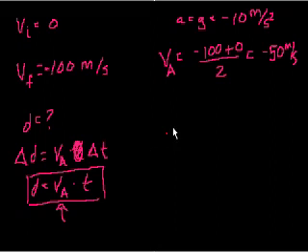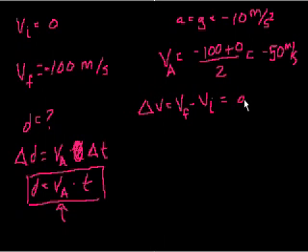Well, can we figure out time? Well, we know also that the change in velocity is equal to the final velocity minus the initial velocity. Nothing fancy here. You don't have to memorize this. This hopefully is intuitive to you, that the change is just the final velocity minus the initial velocity, and that equals acceleration times time.